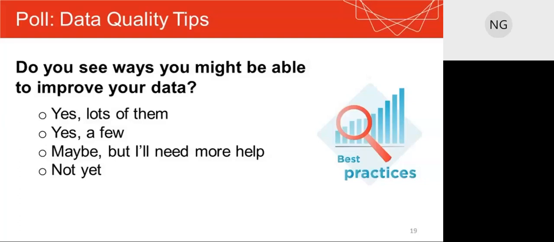All right, thank you. Caroline, do you want to go ahead and tell us what you see in the answers? Yeah, so I see that the most common response from grantees on the call today is that they see a few ways that they might be able to improve their data. The second most common response is that people saw lots of ways to improve their data. Excellent. I'm glad to hear it. And we'll continue developing these resources, and we'll continue to answer questions related to data quality as we go. And thank you for all of this so far.